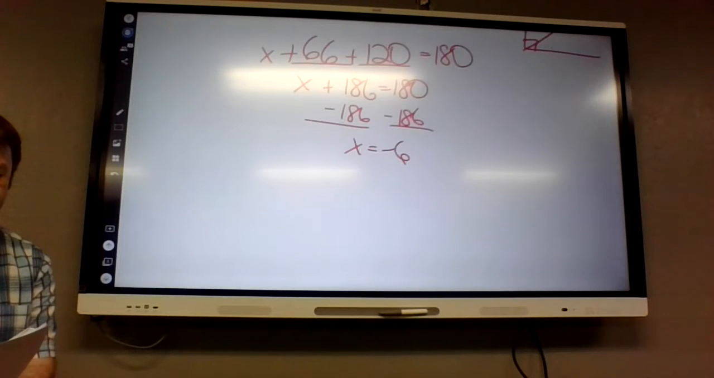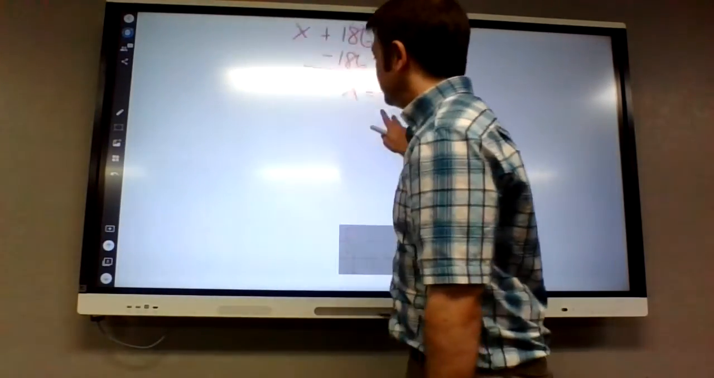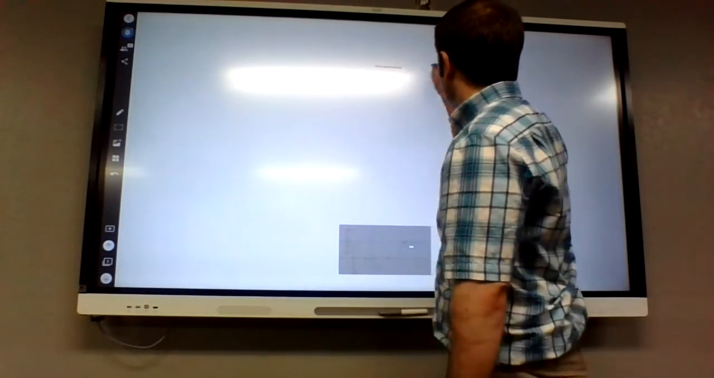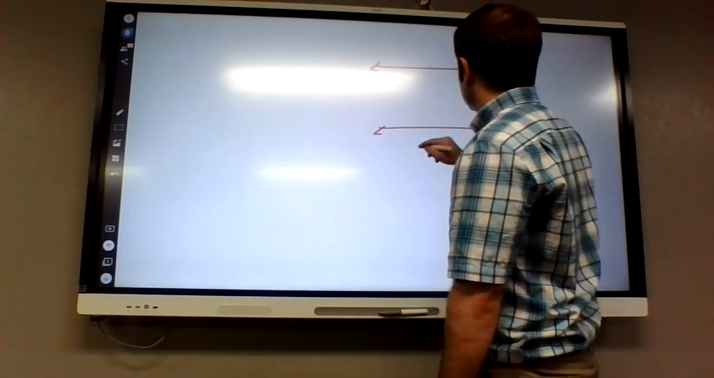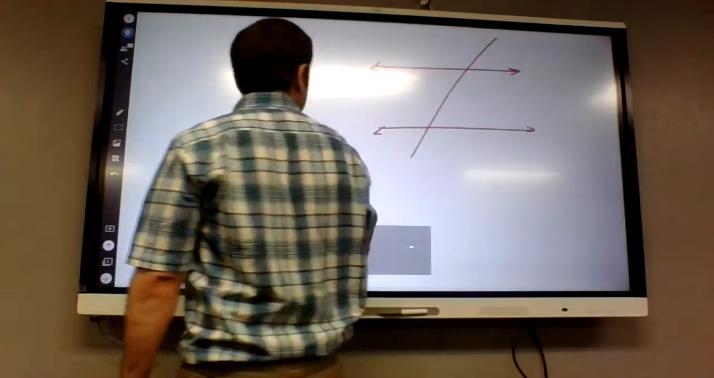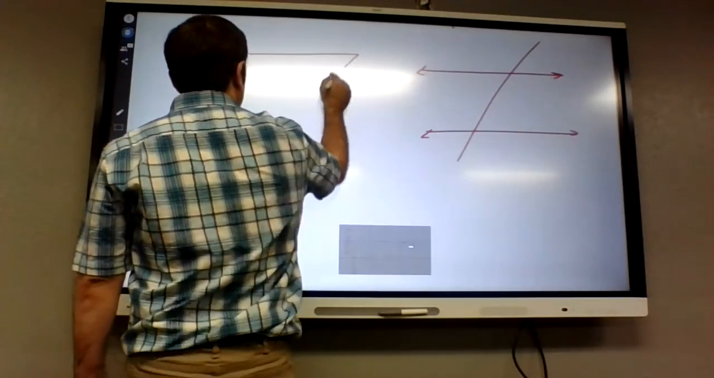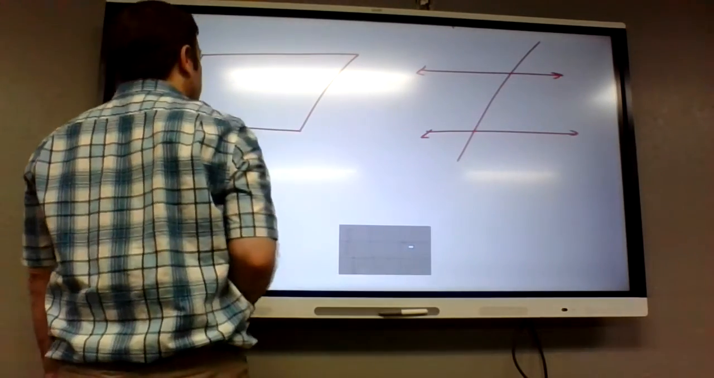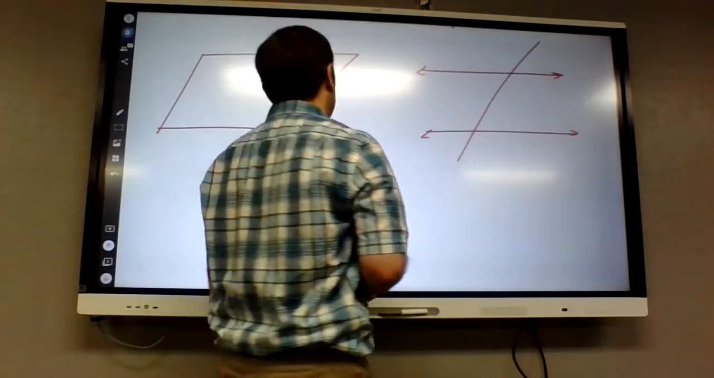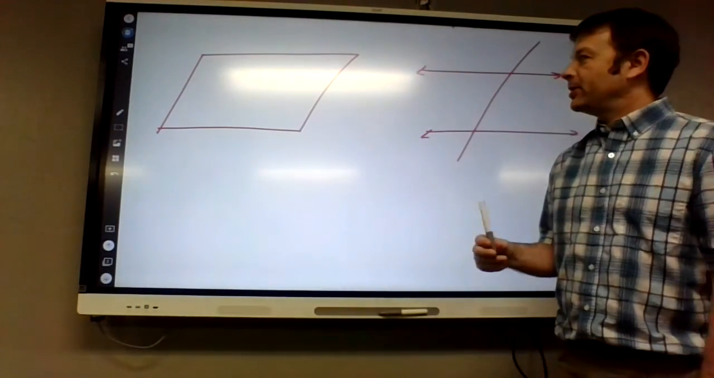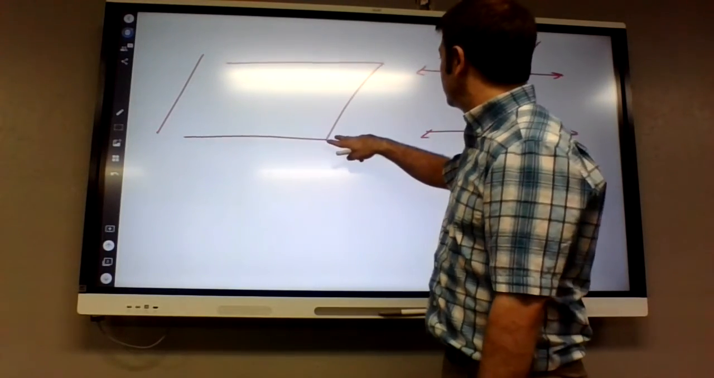All right, 23, find the measure of each angle. So, you guys know what a parallelogram is? It's a type of shape with parallel lines. The sides of a quadrilateral with opposite sides parallel. I didn't draw it very well, but it's close enough.